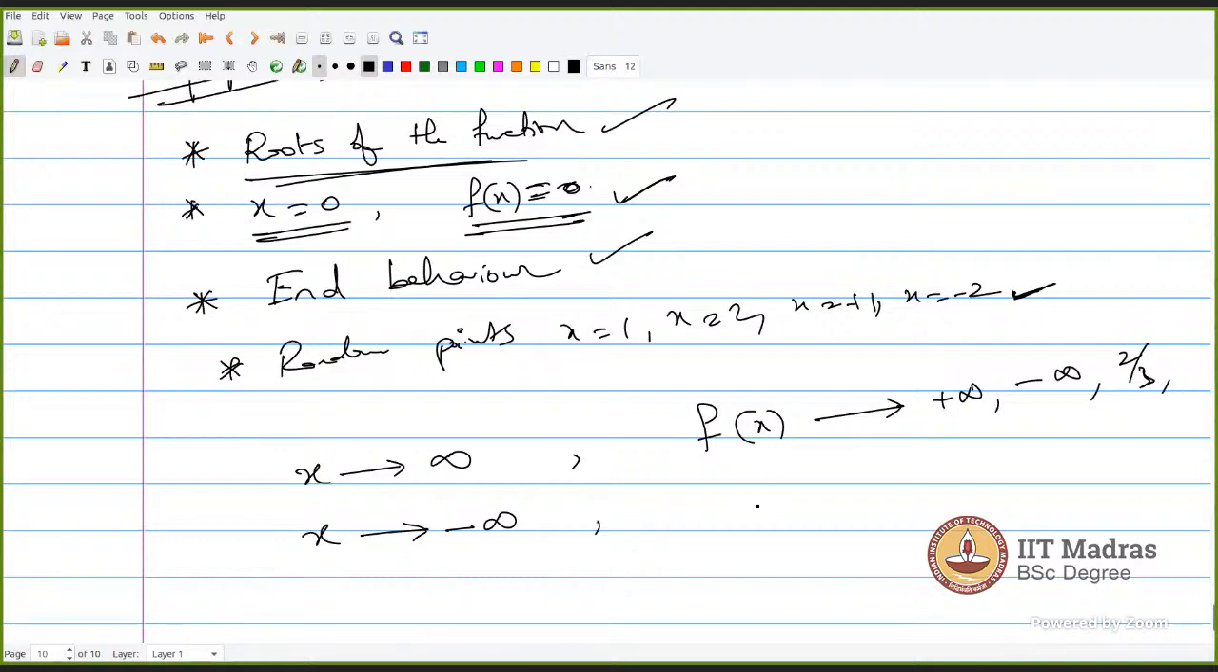I used to give 0 and 1 and -1 and then some large positive and negative numbers. Mostly that will give you the graph. Yeah, that will give us the graph. That is what I said.